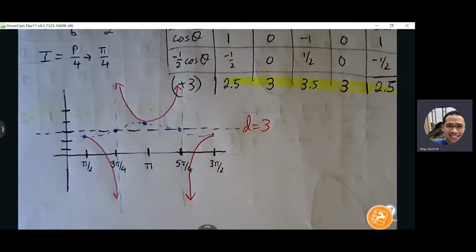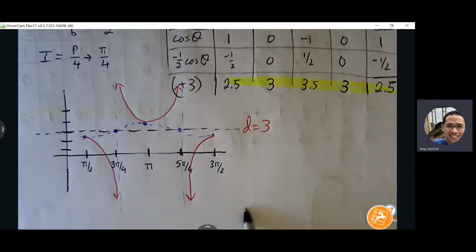Now, it looks kind of strange here, but this is technically one full period if we're starting from pi over 2, because after this our graph is going to begin to repeat itself, right?